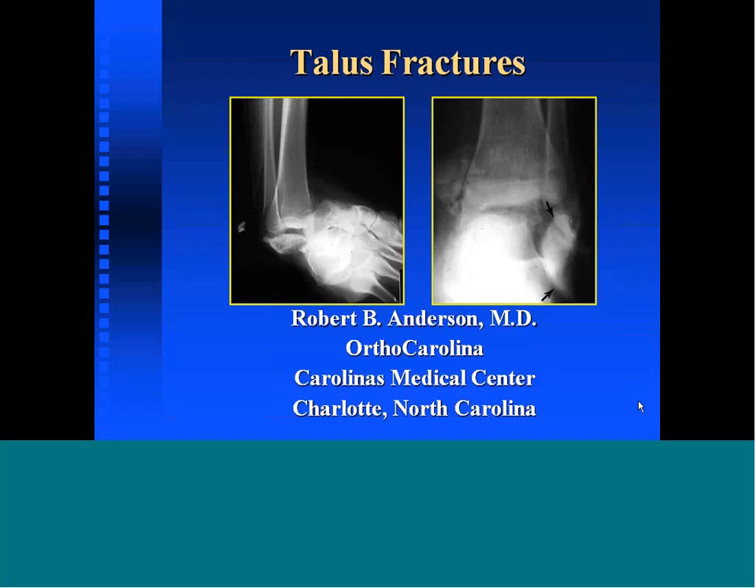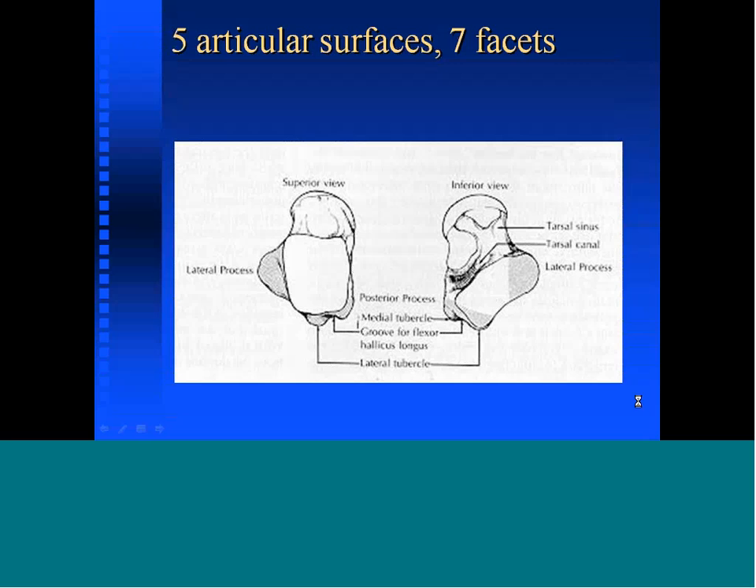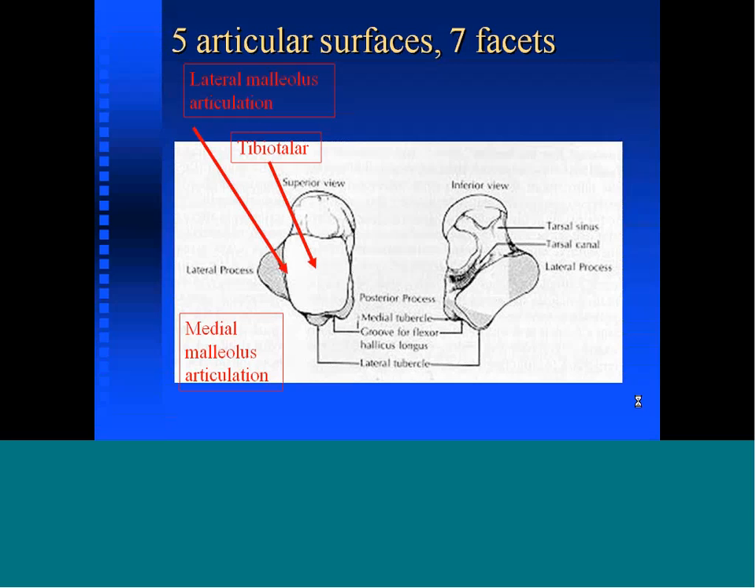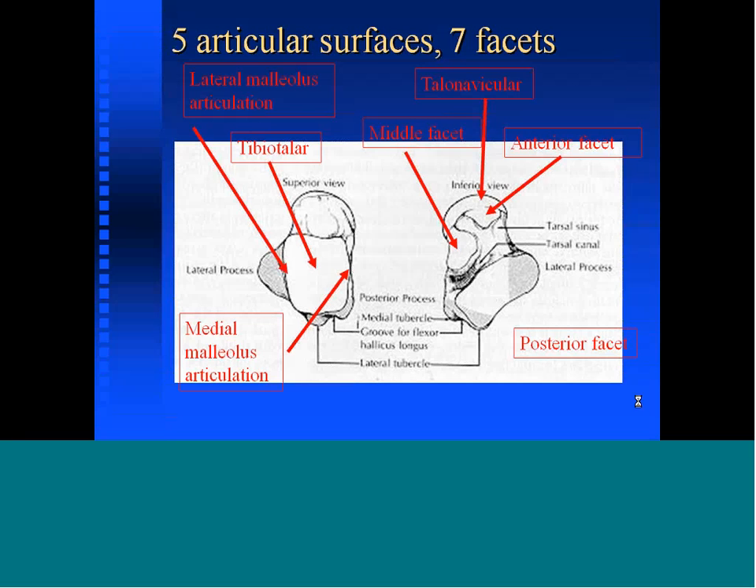So without further ado, I wanted to present to you this overview of talus fractures based on our experience here in Charlotte. Now, just as a quick review, there are 5 articular surfaces of the talus with 7 facets, and those include the lateral malleolus articulation, the tibio-talar articulation, and then that along the medial malleolus, and then you also have the talar-navicular joint articulation, and then the anterior facet and the middle facet of the talus, as well as the posterior facet as we course more posteriorly on the talus itself.